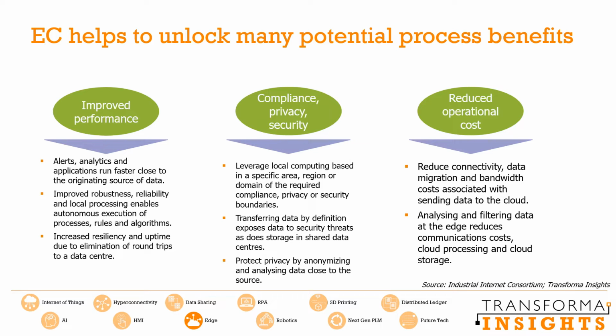So using edge, you can reduce connectivity, data migration, and bandwidth costs associated with sending data to the cloud, because you can process it locally. And this can be significant, particularly in the case of something like a CCTV feed, which is very high bandwidth. And if you can process that locally, you're saving a lot of bandwidth, a lot of data that you might potentially have to send to the cloud. And analyzing and filtering data at the edge reduces communication costs, and also, of course, cloud processing and cloud storage.